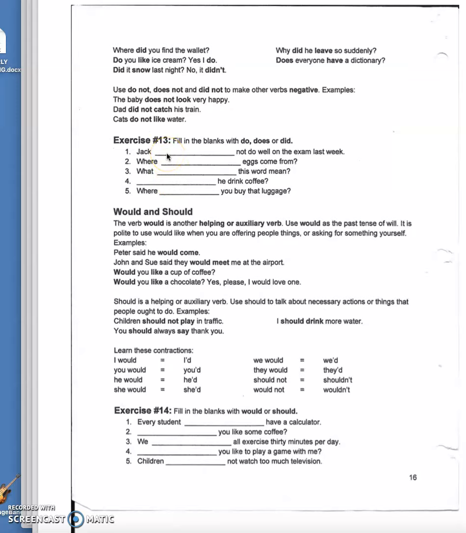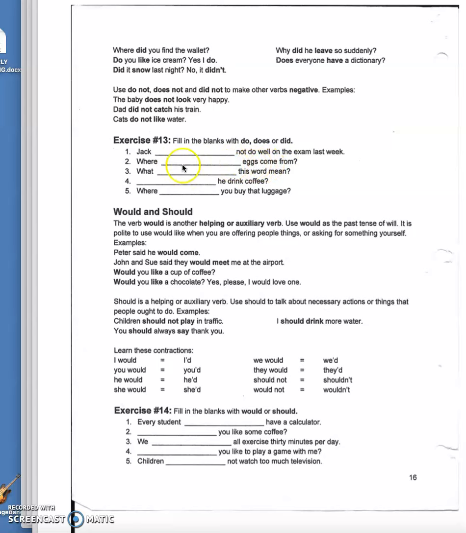So we have, Jack blank not do well on the exam last week. So we know that's past tense. So Jack did not. And you could also say didn't do well. Okay? So Jack did not. Where blank eggs come from? So where do eggs come from?